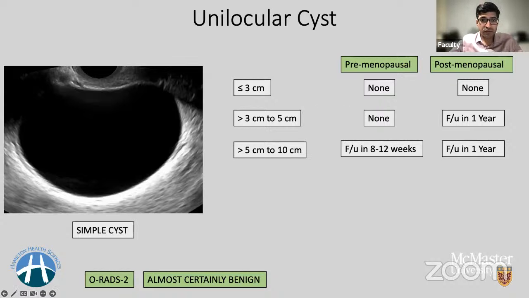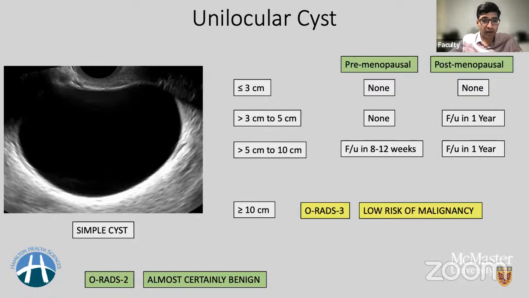However, if the patient is postmenopausal and the lesion is more than 3 but less than 5 centimeters, you need some kind of follow-up. Then between 5 to 10 centimeters, if the patient is premenopausal, you need a follow-up in 8 to 12 weeks. But if the patient is postmenopausal, then it's some kind of follow-up in 1 year. However, if the cyst is more than or equal to 10 centimeters, then it becomes an O-RADS 3. It has low risk of malignancy. So see how the malignant potential changes. And we are going to come back to this in a second.